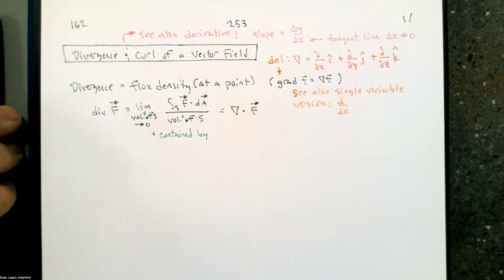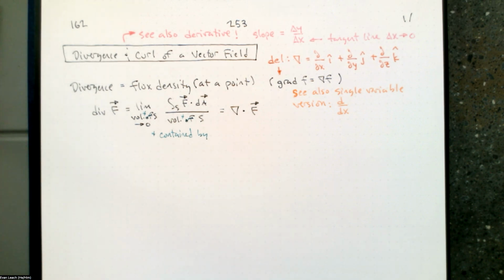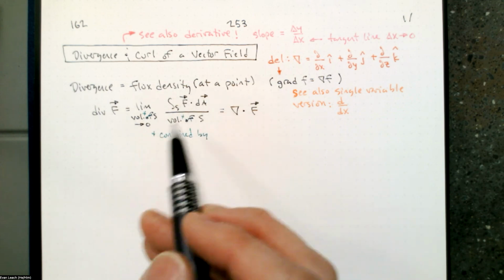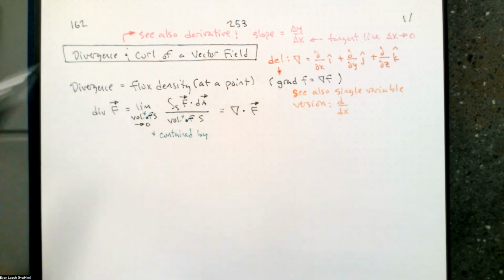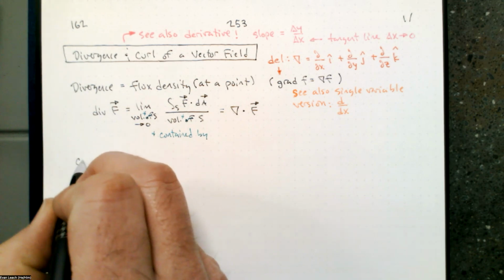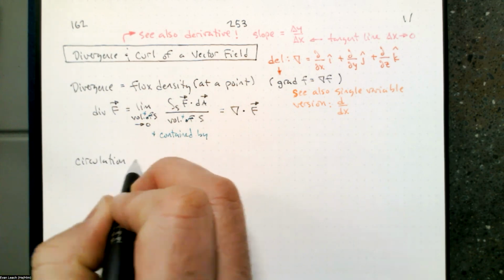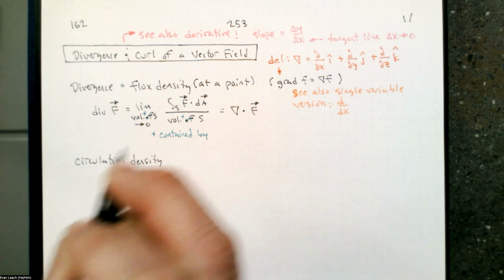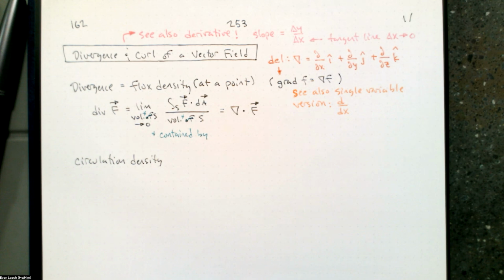So in an effort to be predictable, we want to see this kind of structure in our discussion of curl. So we're going to start off with circulation density. This is going to be applied to a vector field, and this is going to be at a point.